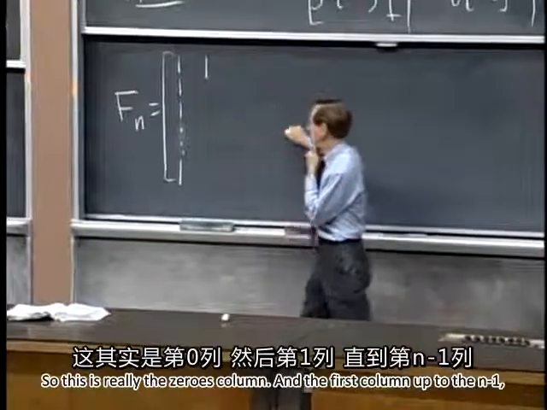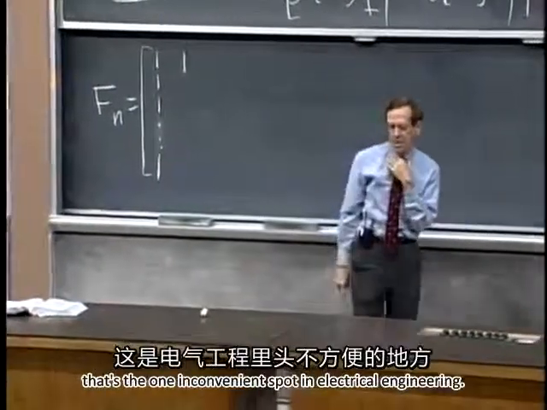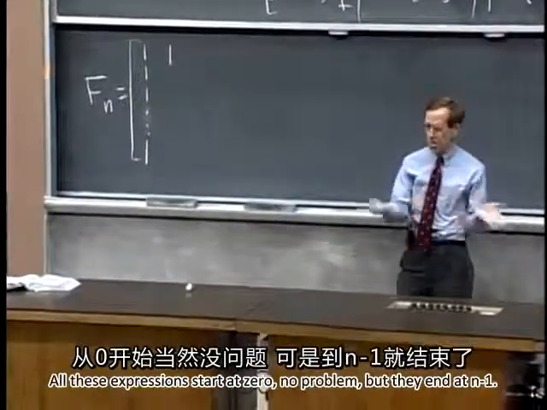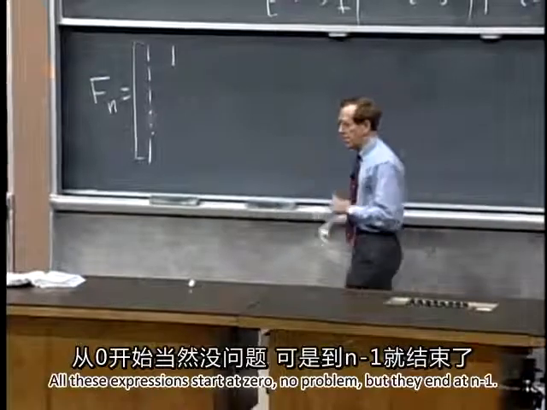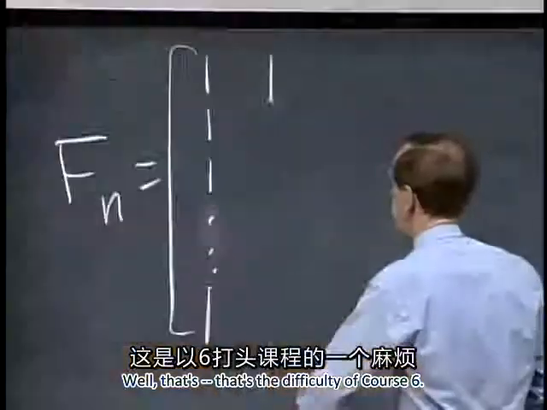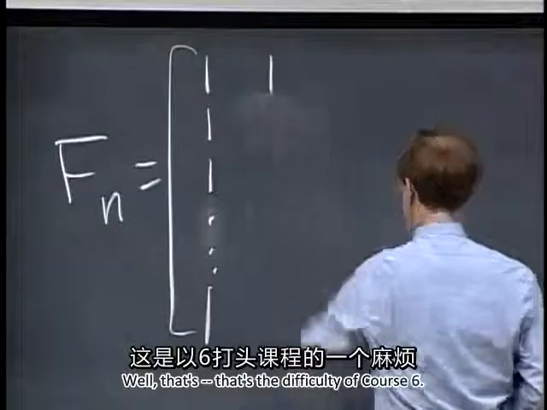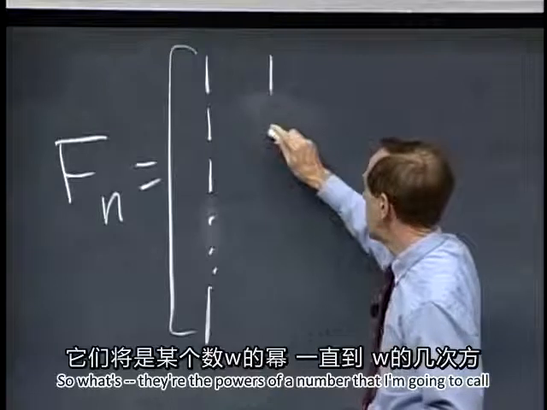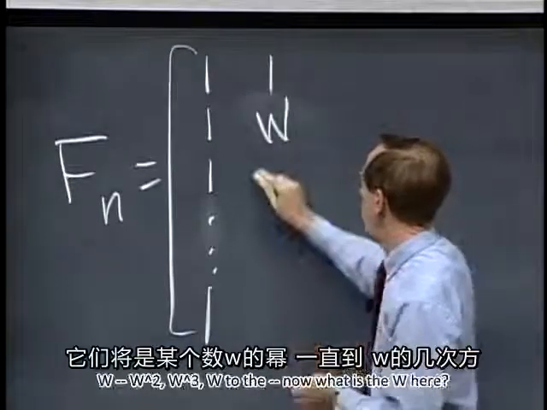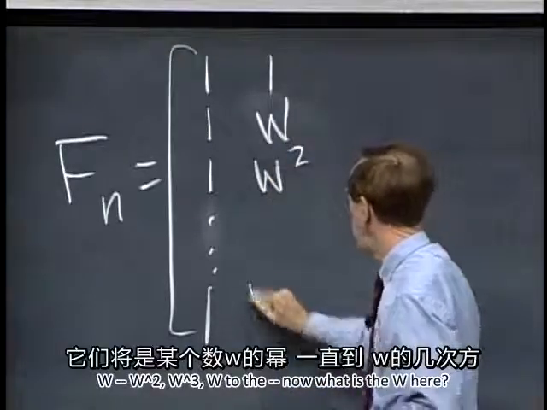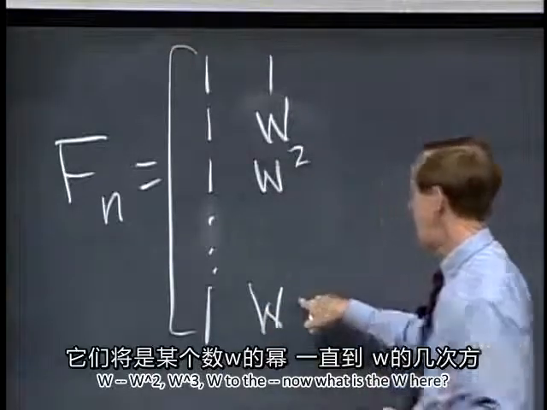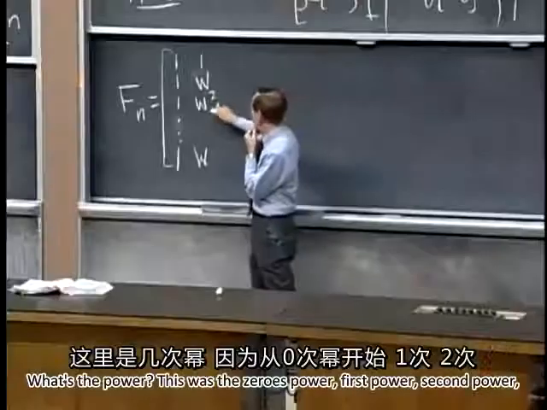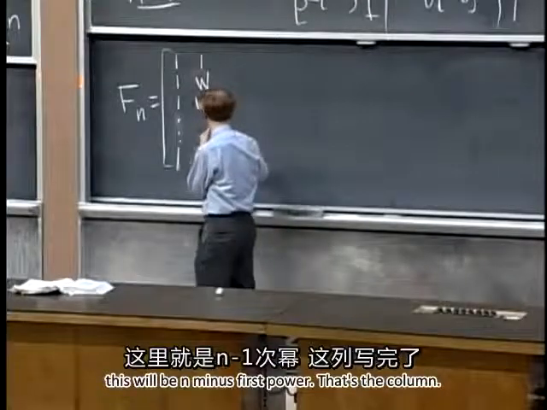And the first column up to the n minus 1. That's the one inconvenient spot in electrical engineering. All these expressions start at 0, no problem, but they end at n minus 1. Well, that's the difficulty that course 6 has to do. So they're the powers of a number that I'm going to call w. W squared, w cubed, w to the... Now, what is the w here? What's the power? This was the 0th power, first power, second power. This will be n minus first power.